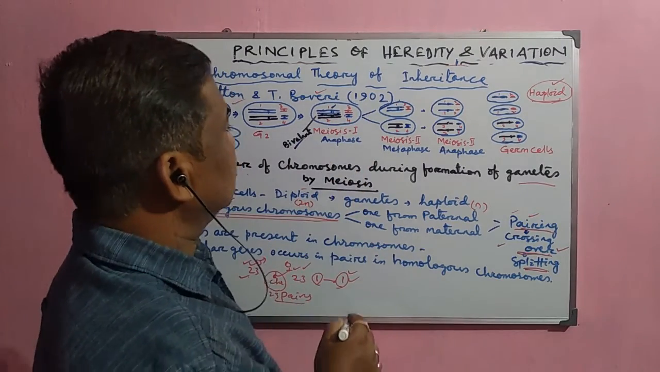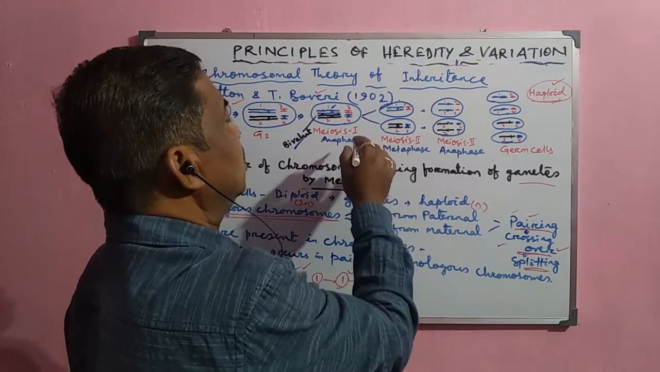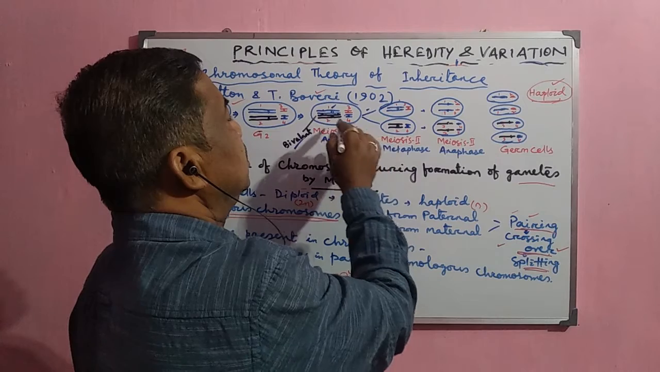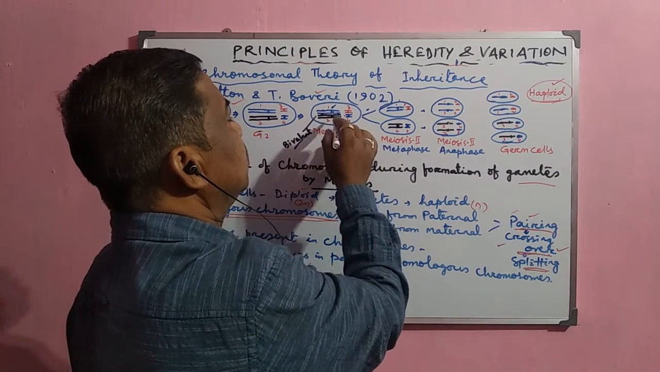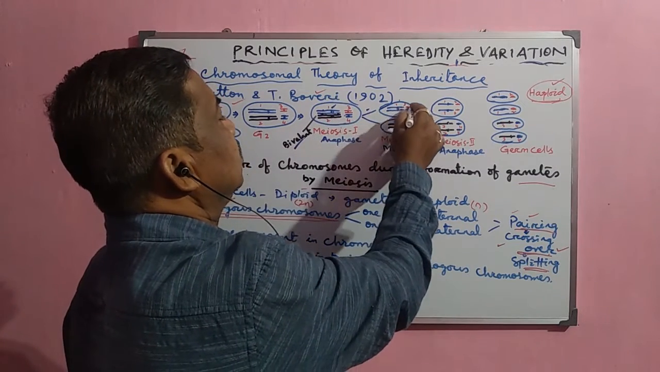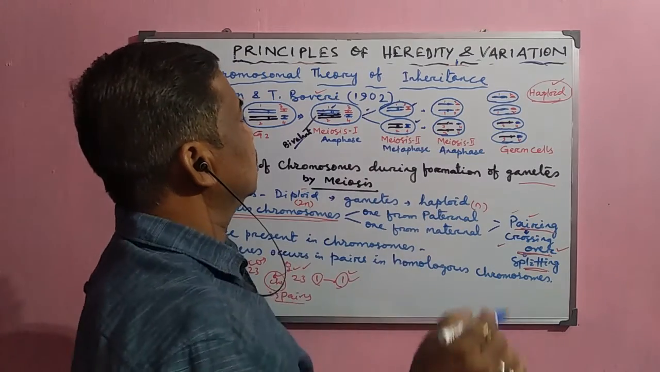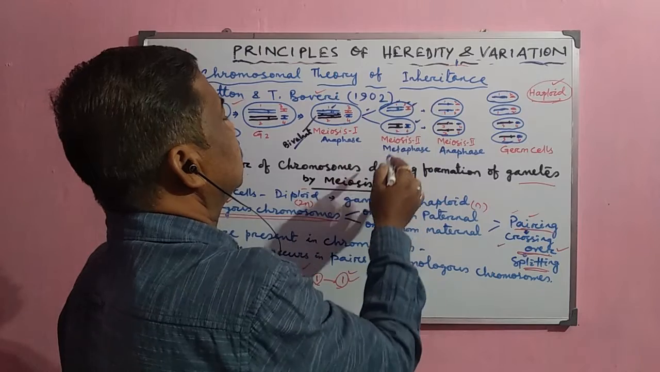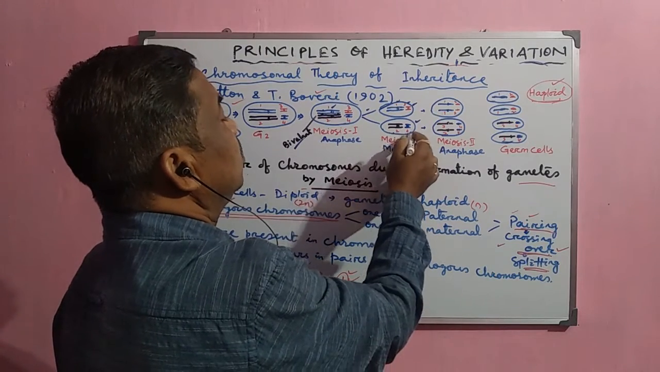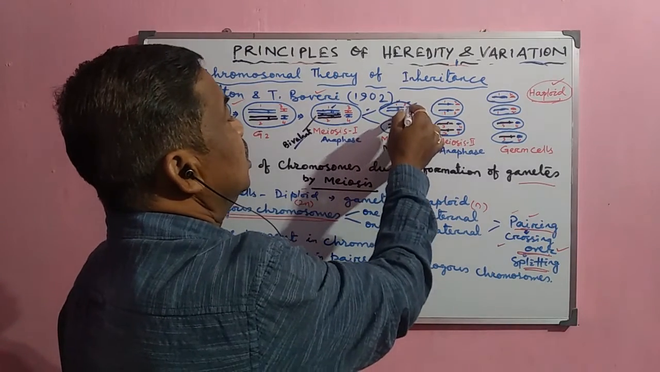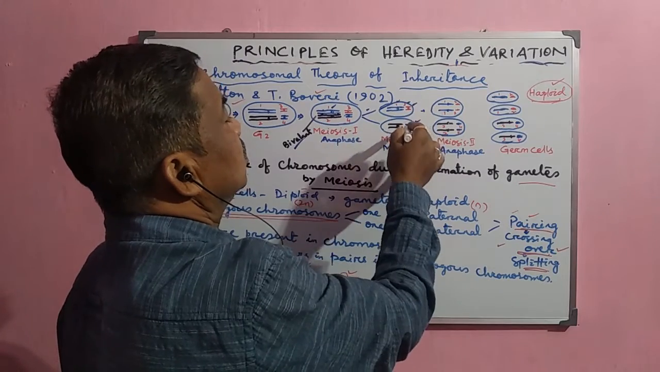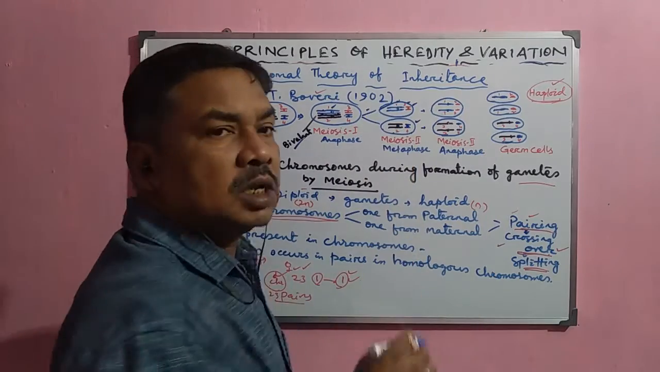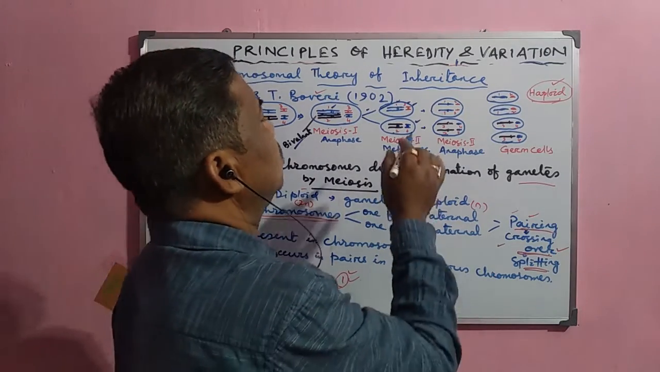Now after meiosis 1, two cells are formed, each having one set of chromosomes. They separate from one another, and one set goes here, another set goes there. So chromosomes number 1 and 3 go to one cell, and chromosomes number 2 and 4 go to the other, because 1 and 2 are homologous and 3 and 4 are homologous. So they separate from one another and go to different cells. But in meiosis 2, what happens?